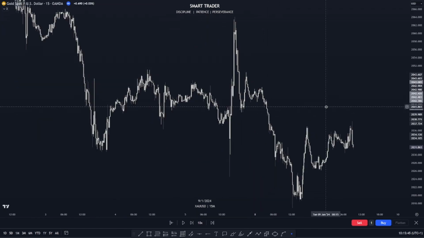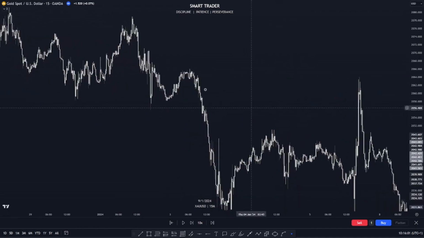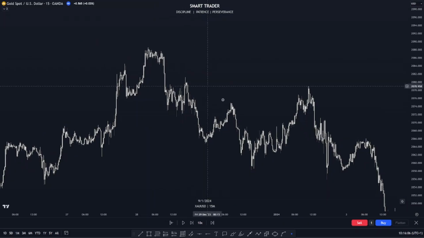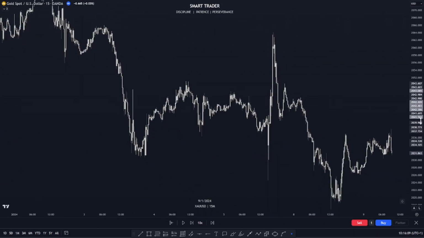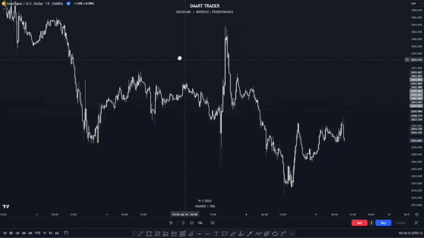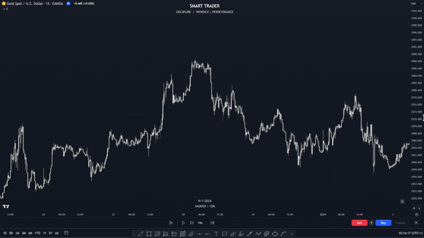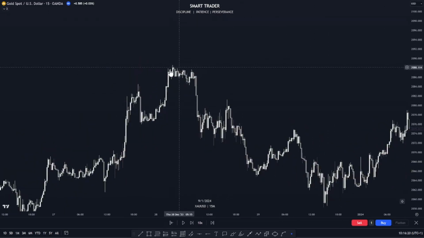To make a proper structure mapping, never start from the current structure or the current price. You always have to identify the last change of character, which is actually the beginning of the current trend. We see here that the market is obviously bearish. If we scroll back, we see that the market was bearish a few days ago, before that moment. So you have to go back to the beginning of this trend and identify the change of character. We see that this is the last highest point before this bearish trend started.